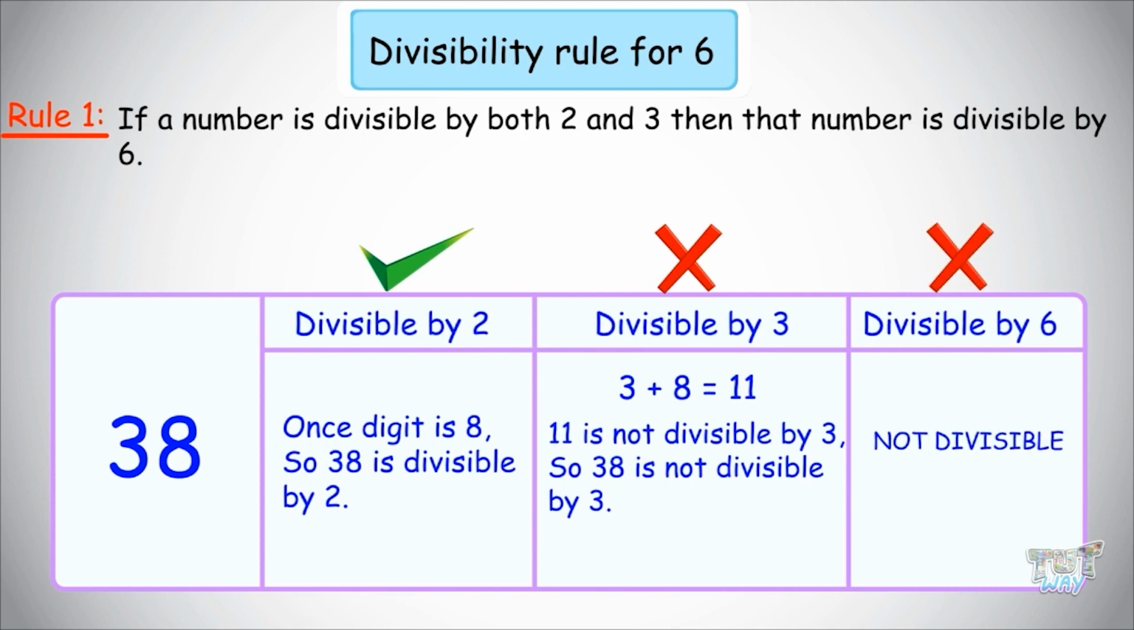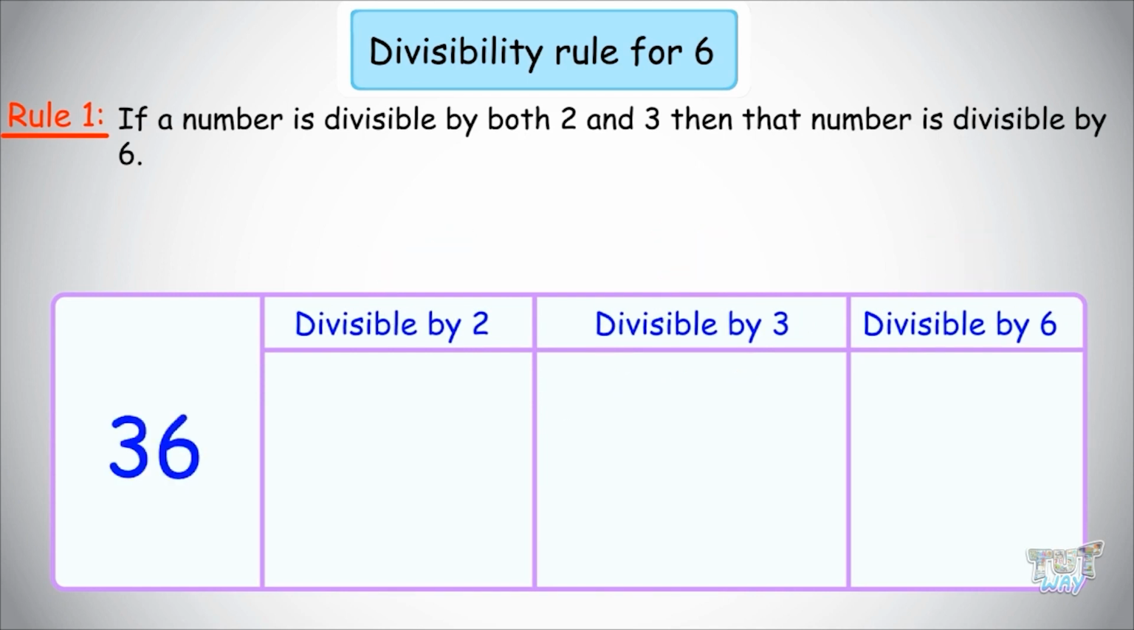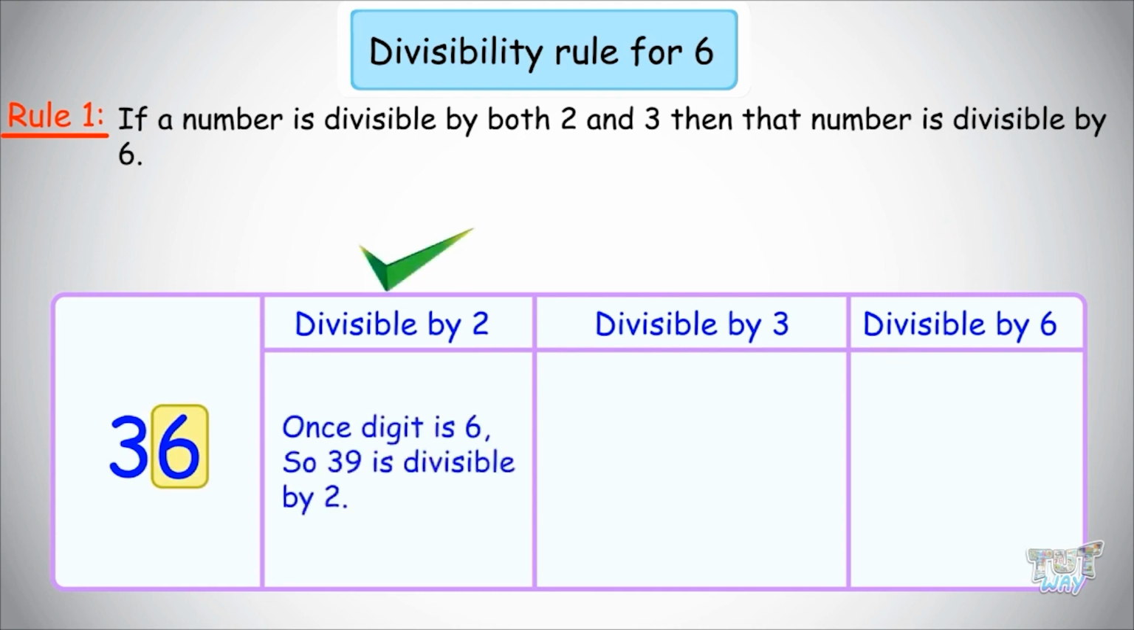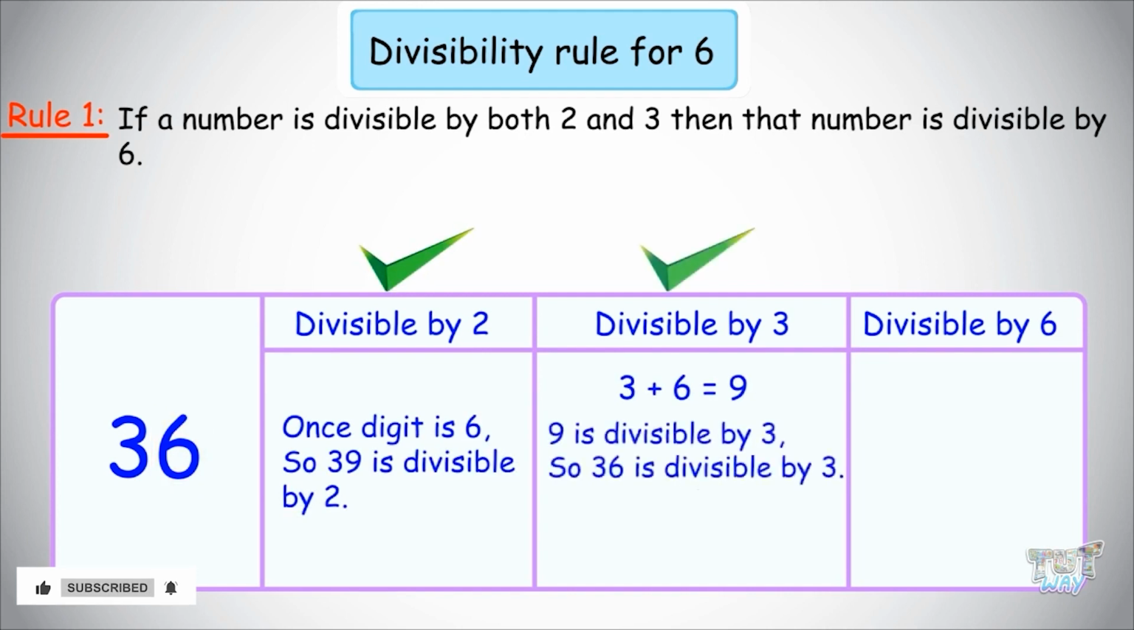The next number is 36. Ones place digit is 6, so yes, it is divisible by 2. Sum of digits is 3 plus 6 equals 9. 9 is divisible by 3, so this number is divisible by 3. This number is divisible by 6 because it is divisible by both 2 and 3. So friends, we have learned the divisibility rule for 5 and 6.